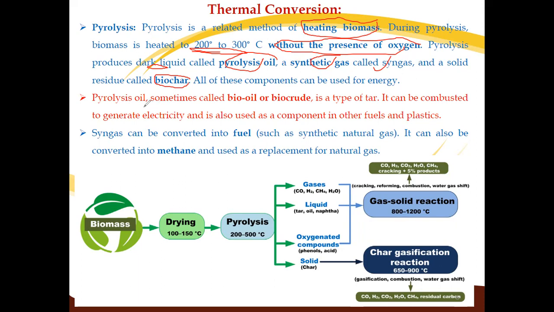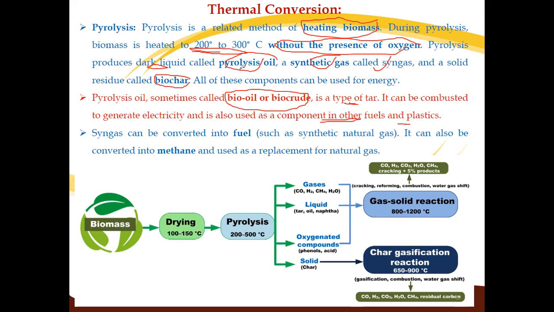Now, pyrolysis oil is sometimes called bio oil, or bio crude. It is one type of tar. The bio oil or bio fuel can be combusted to generate electricity, and it is also used as a component in other fuels and plastics.